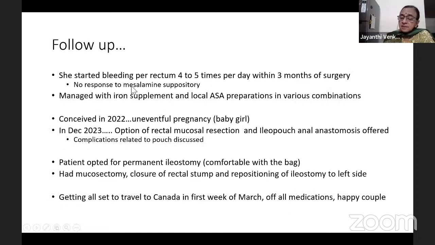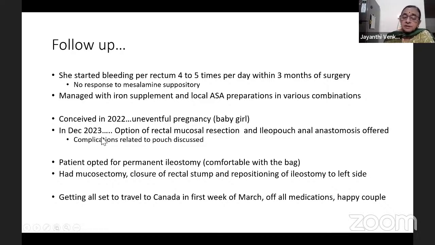However, since the rectum was still intact, she continued to have bleeding per rectum, and the suppositories as well as the local instillation of ASA preparation did not help her. So we waited actually because she was recently married. So in 2022, she did undergo a successful pregnancy.